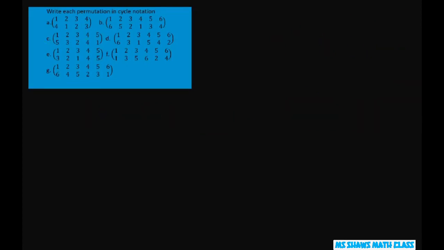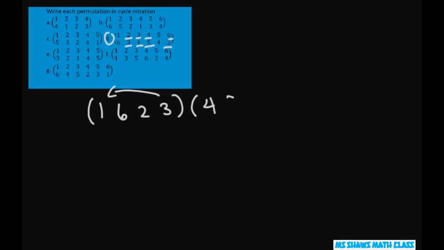The next one is D. 1 maps to 6, 6 maps to 2, 2 maps to 3, and 3 maps back to our starting point, 1. So it goes back like that. Now, we have 1, 2, and 3, so we need 4. 4 maps to 5, and 5 maps back to 4.